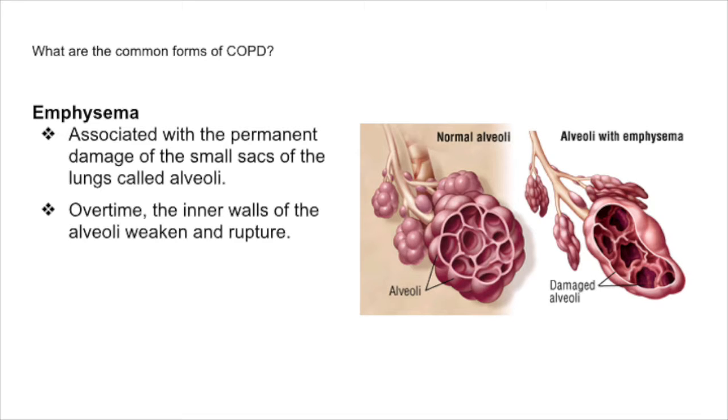The picture provided shows the normal alveoli with more small sacs, which increase the surface area, allowing for normal air exchange. The alveoli with emphysema show the walls of the sacs are ruptured, creating larger spaces and decreased surface area. Now, it is said that most people with COPD have a combination of both conditions.